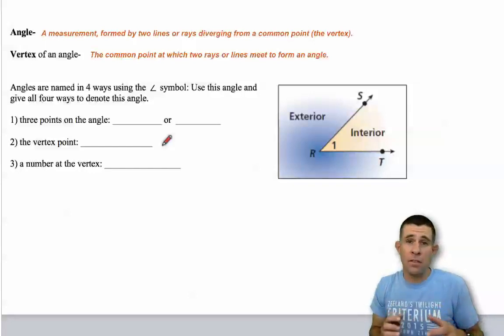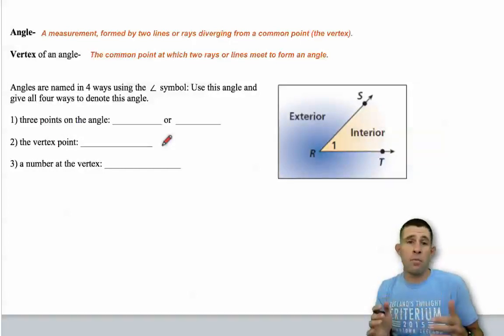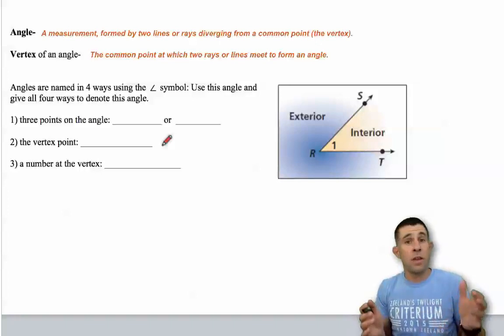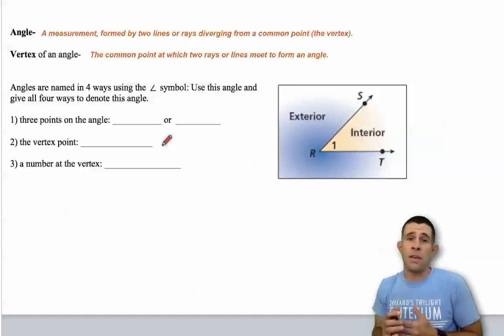Today we're taking a look at angles and their measurements. Now an angle is simply a shape that's formed by two intersecting lines, rays, or segments. And they intersect at a common point. That common point is called the vertex of the angle. Now an angle is also a measurement, and it's measured in degrees, usually ranging between 0 and 180 degrees.